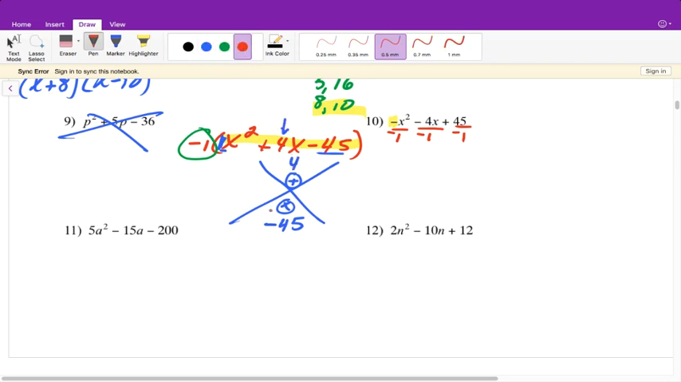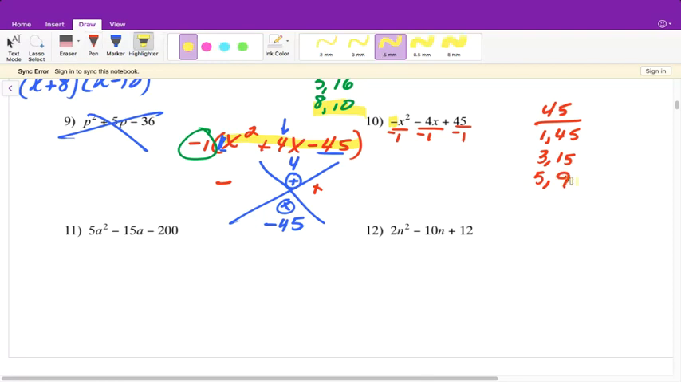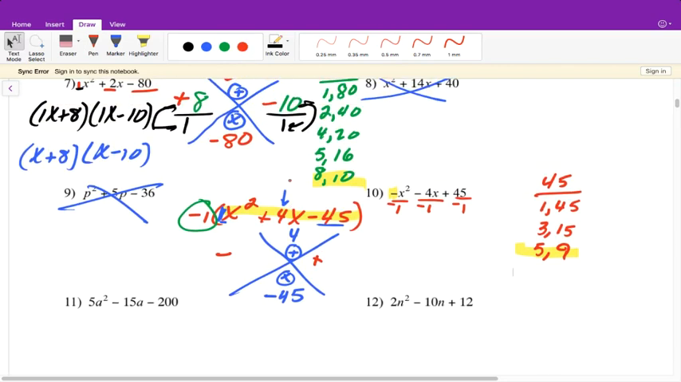Same thing as the one before. So since it's a negative sign that we're multiplying to, it has to be a negative and a positive number. So when we go through our factors of 45, we will be subtracting these. So 1 and 45, 3 and 15, and 5 and 9. Well, which one of these has a difference of 4? 5 and 9. So now where do I put my 5?